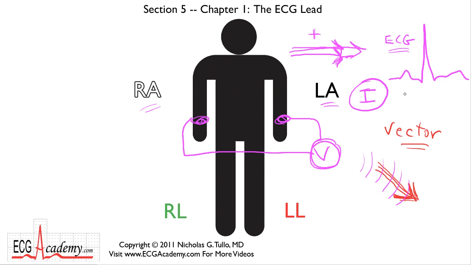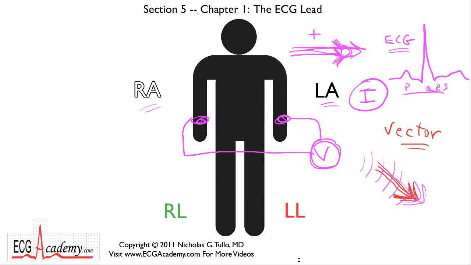And in a normal person, it will look kind of like this, with a P wave and a QRS complex that are both upright, because the P wave is traveling in this direction, right to left, and the QRS complex is traveling right to left, isn't it? So that's lead 1. Well, what about the rest of the leads?